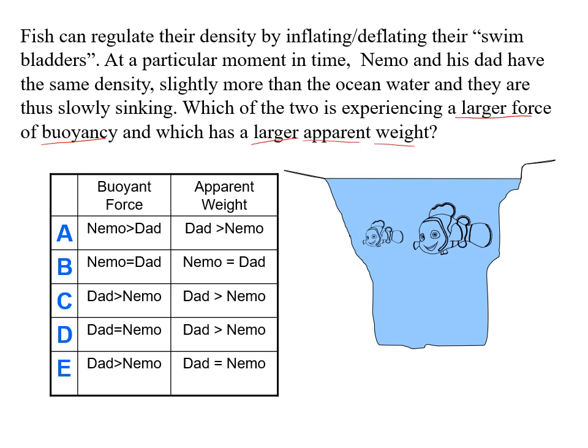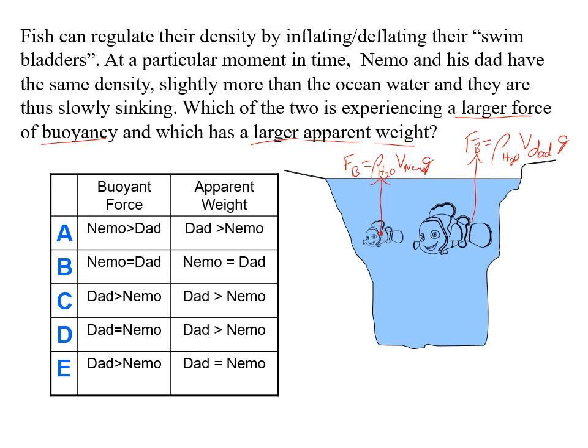So let's look at the buoyant forces that are acting on these two fish. The buoyant force here is going to be the density of the fluid, so the water, times the volume of Nemo, times gravity. And the buoyant force on the dad is going to be the density of the fluid times the volume of the dad times g. So the only difference in these two expressions is the volume of Nemo versus the volume of the dad.